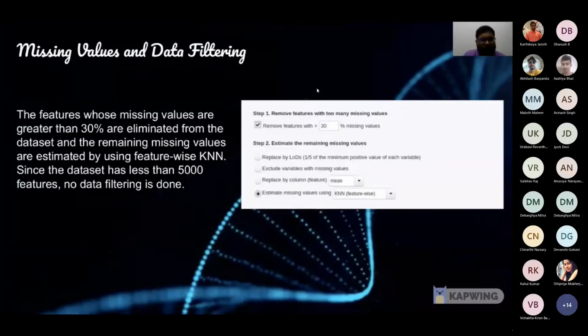Missing values and data filtering. The features whose missing values are greater than 30% are eliminated from the dataset, and the remaining missing values are estimated by using feature-wise KNN. Since the dataset has less than 5,000 features, no data filtering is done in this case.